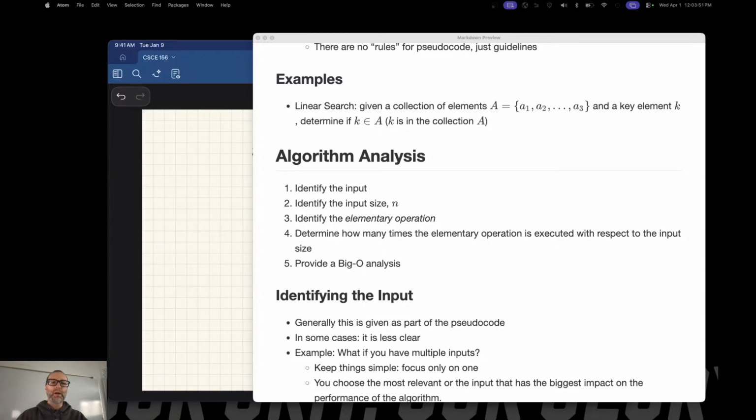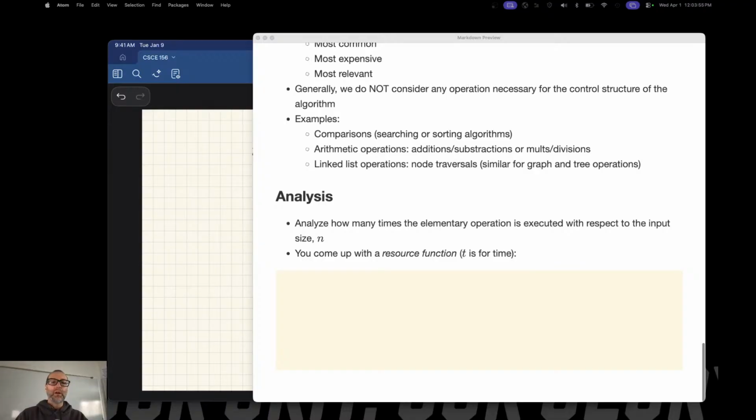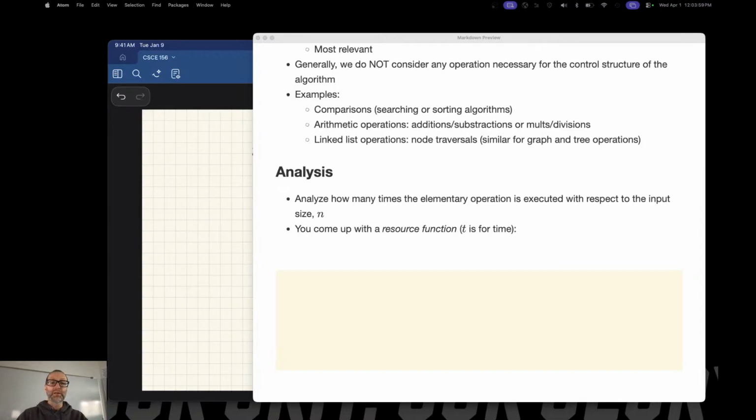And I'll repeat that right here. In other words, you're going to come up with a resource function. So you have done this hopefully in 235, or if not, then you've done it some other time. I'm going to call my function t because it's time. If you want to, you can call it c, and that's going to be for comparisons. If you just want to call it generic function f, you can call it f. I'm going to call it t though.